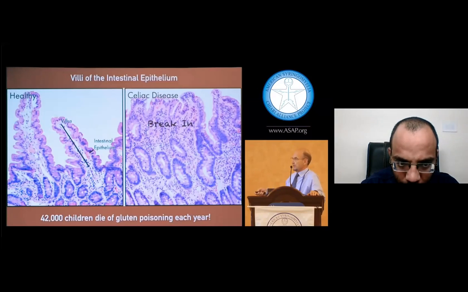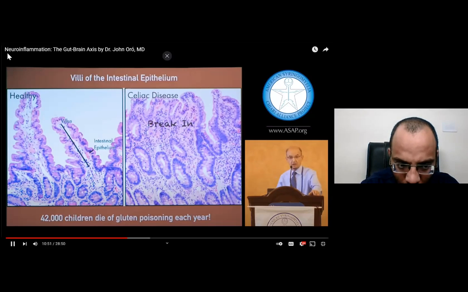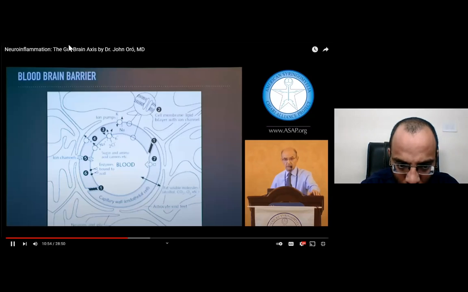Villi. This is a micrograph of an actual villus. This is healthy. There's a break in here. There's a break-in, and those inflammatory cells have to be produced. They're trying to block the insult. But 42,000 children still die each year from this disorder.